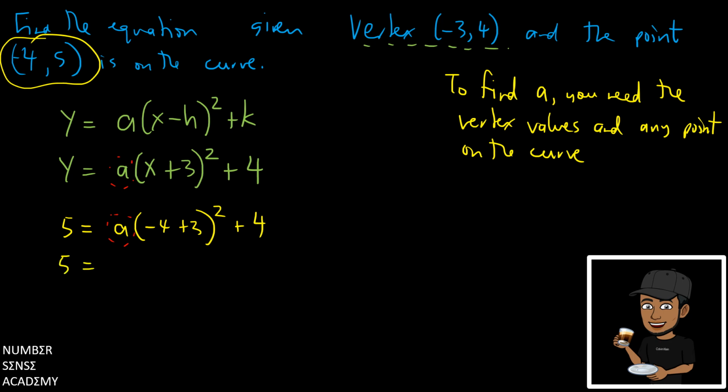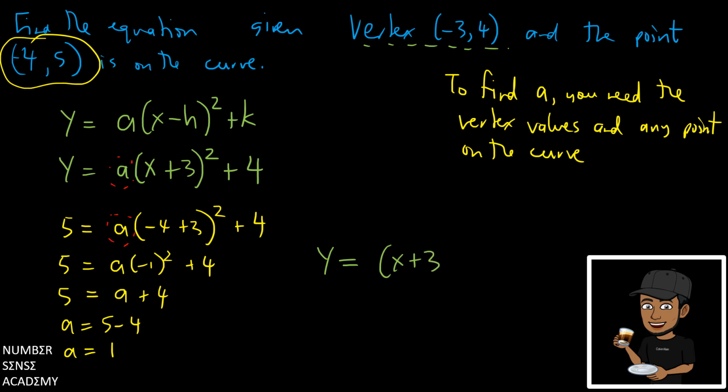So I have 5 is equal to a times -4 plus 3 is -1. So I have 5 is equal to -1 squared is 1. So I have a plus 4. So a is just going to be equal to 5 minus 4. a is equal to 1. All right? So because a is equal to 1, my equation simply becomes y is equal to x plus 3 squared plus 4. You cannot make the assumption that a is going to be 1. You have to actually solve it.